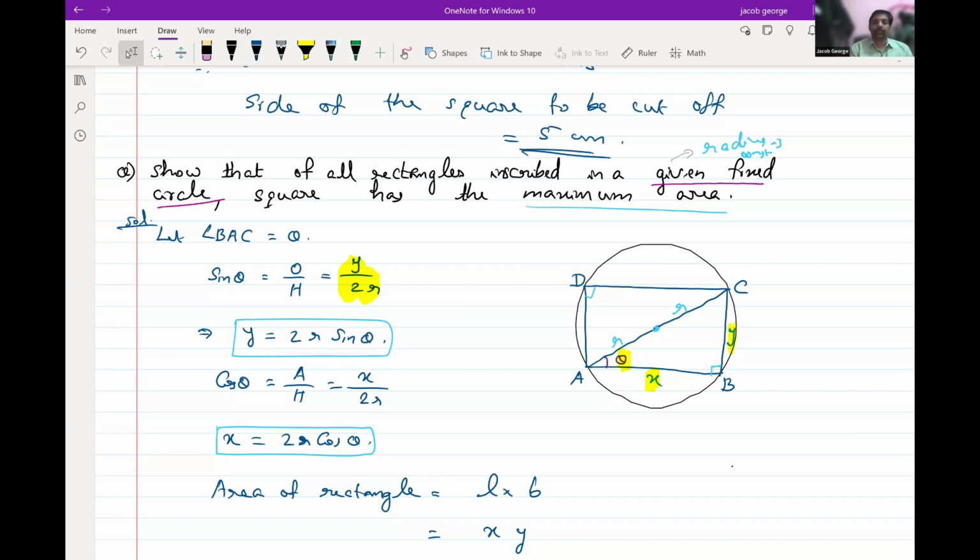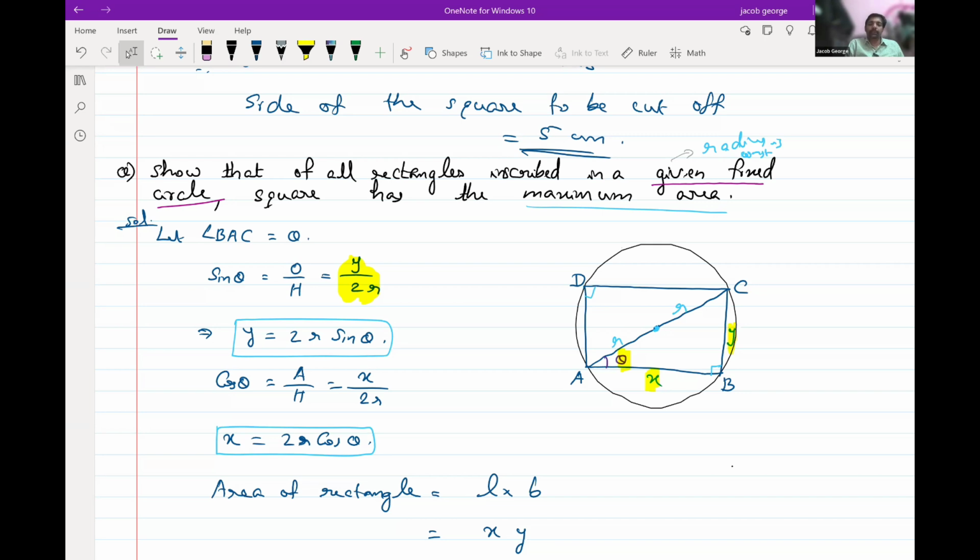Then we write cos theta. Cos theta is adjacent side by hypotenuse. That comes like this, X by 2R, or X is equal to 2R cos theta. Then we write area of the rectangle. Area of the rectangle is length into breadth, that means X into Y.